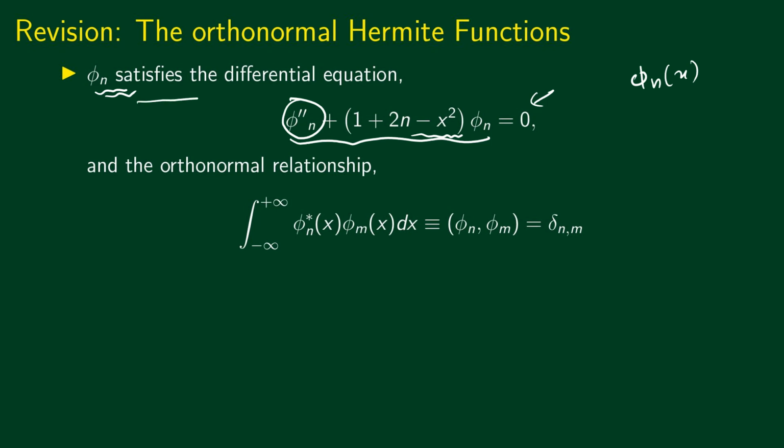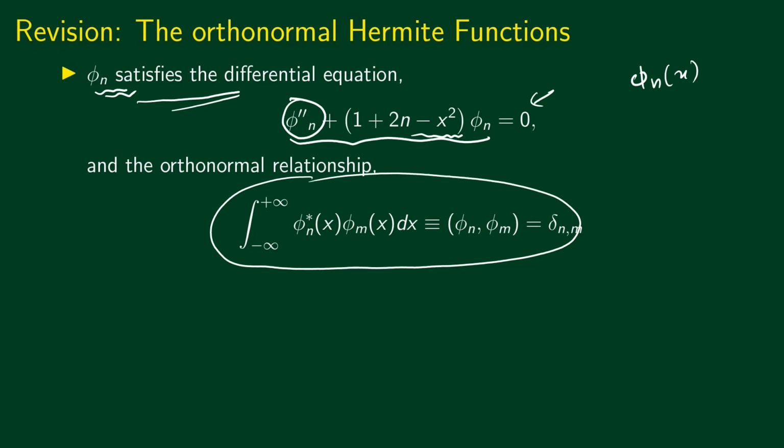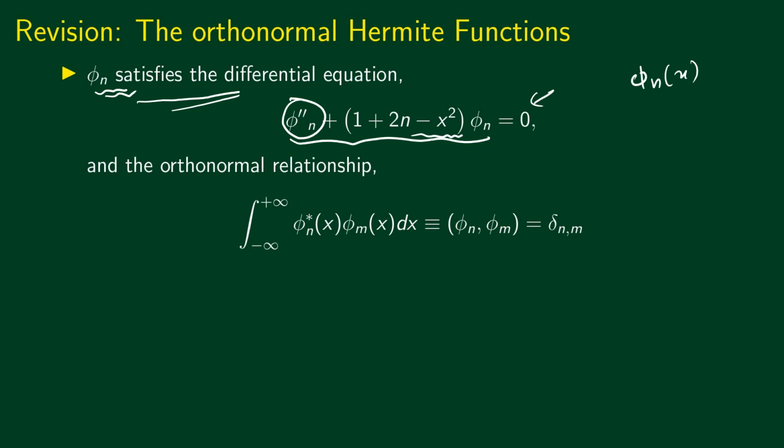These are called orthonormal Hermite functions because they satisfy the following orthonormality relationship. We can write this as the integral from minus infinity to infinity of phi n star phi m dx, which is equal to delta nm. You might have seen that this is equal to 1 only if n is equal to m, and if n is not equal to m, then this integral is 0. Now this is denoted as phi n comma phi m in a bracket.